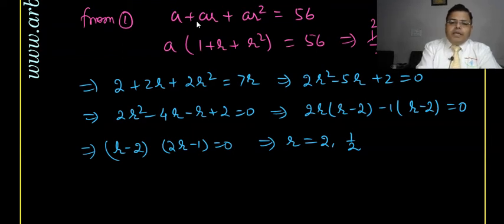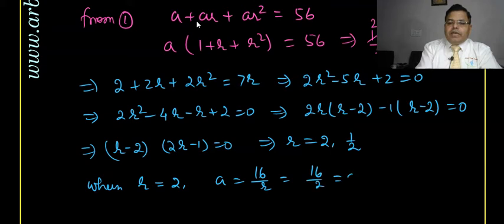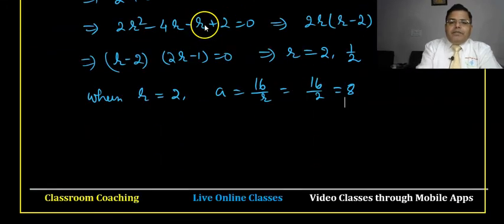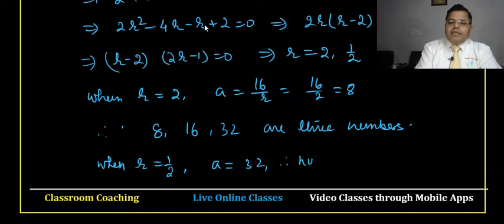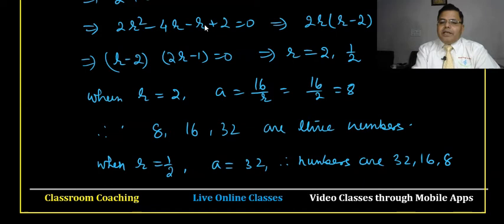And when r is equal to 2, a is 16 by r, so 16 by 2, that is 8. And then the numbers will be, first term is 8, and r is 2, so 8, 16 and 32 are the three numbers. When r is equal to 1 by 2, in that case a will be 16 upon 1 by 2 is 32, and in that case the numbers are 32, 16 and 8. So either the three numbers are 8, 16 and 32, or 32, 16 and 8. This can be possible, and that will be the answer of this question.